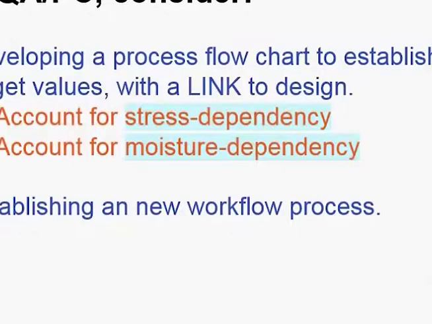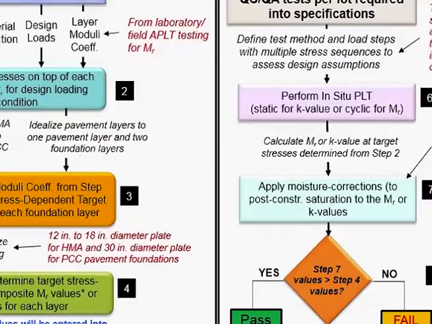Now, when it comes to implementation for mechanistic QC, QA, and process control, these are a few of the things that have to be considered. Stress dependency, moisture dependency, and I would encourage, if you're thinking about doing this, you really need to develop a workflow process. To do this correctly, the design people have to be talking to the geotechnical people, they have to be talking to the field people, and somehow this has to be translated to a contractor so they can build things to meet the design requirement. And this is our approach at this point for doing that.